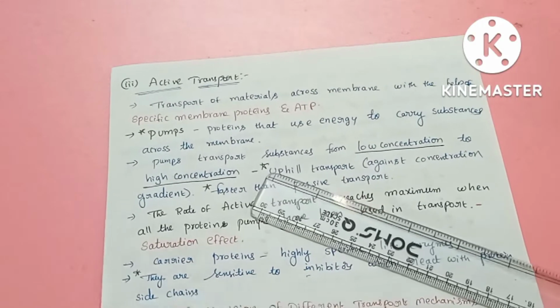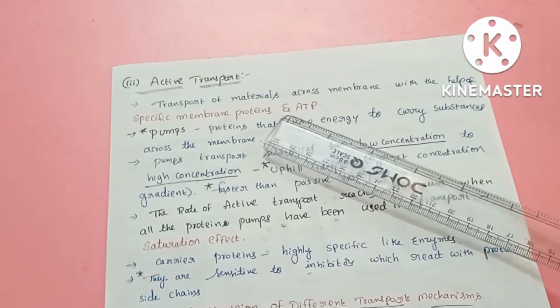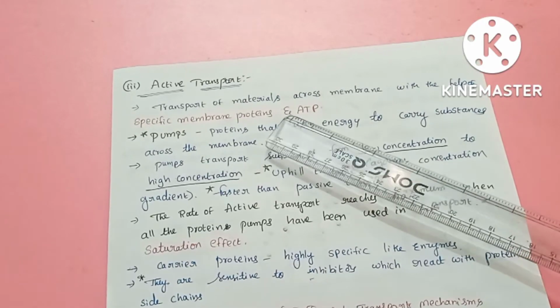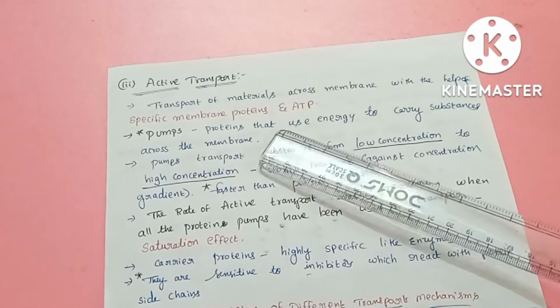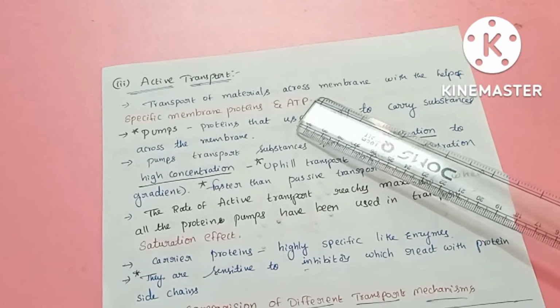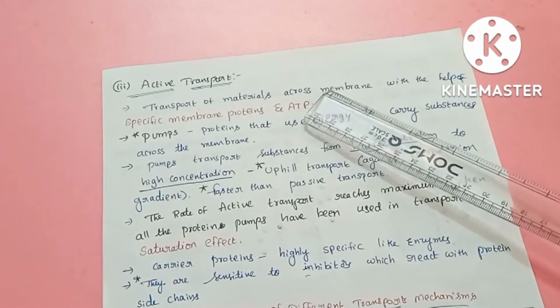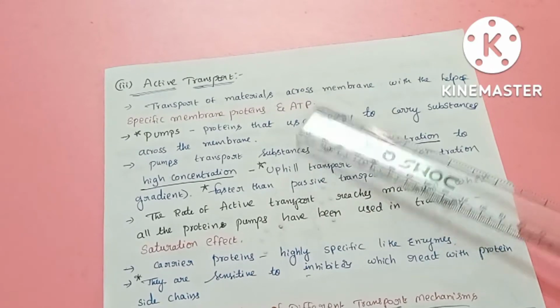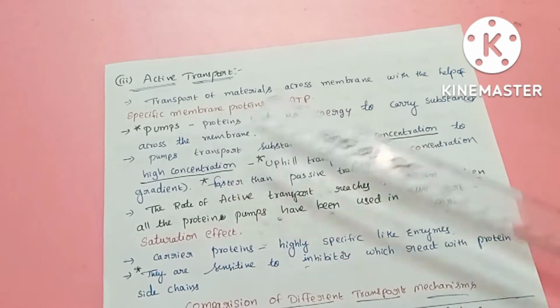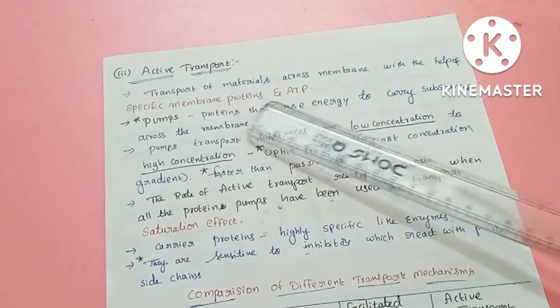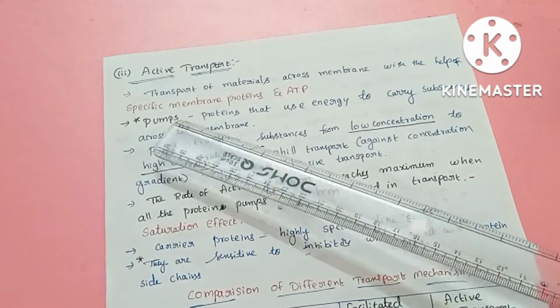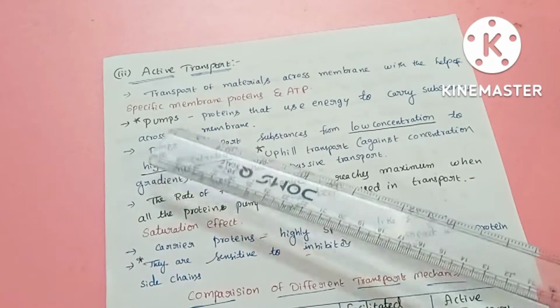The next one is active transport. Here, the transport of materials across the membrane happens with the help of specific membrane proteins. These use ATP. Up to now, we have not seen any ATP, right? Here in the active transport system, these membrane proteins use ATP. Hence, it is active transport. And these membrane proteins are called pumps.